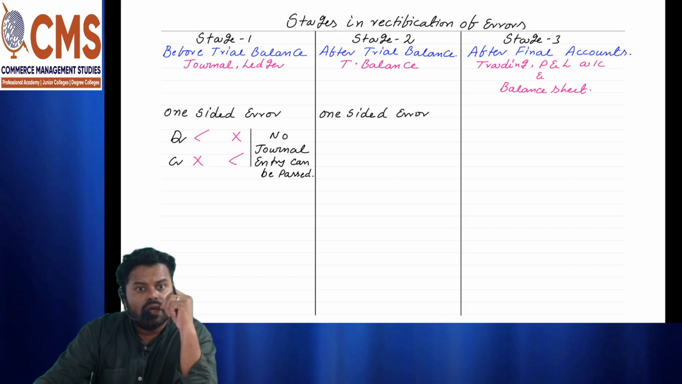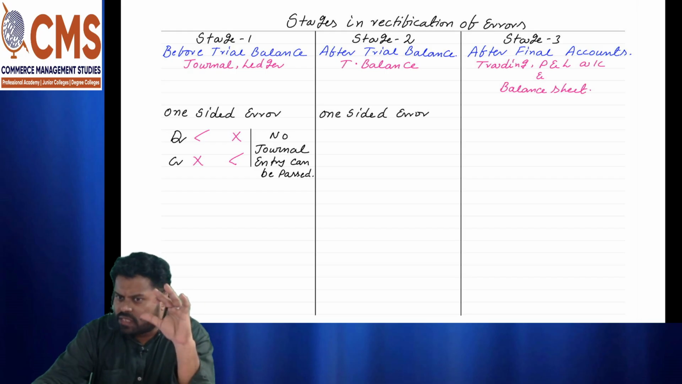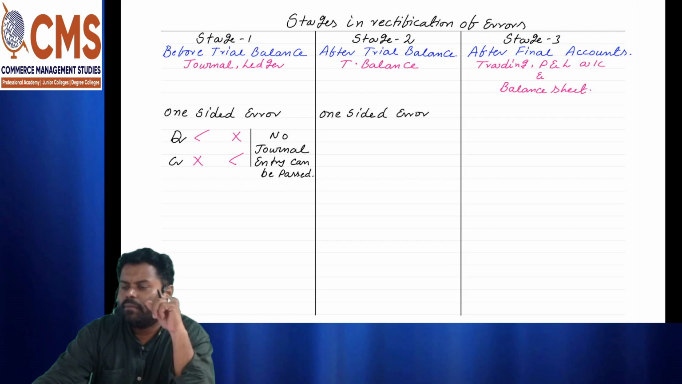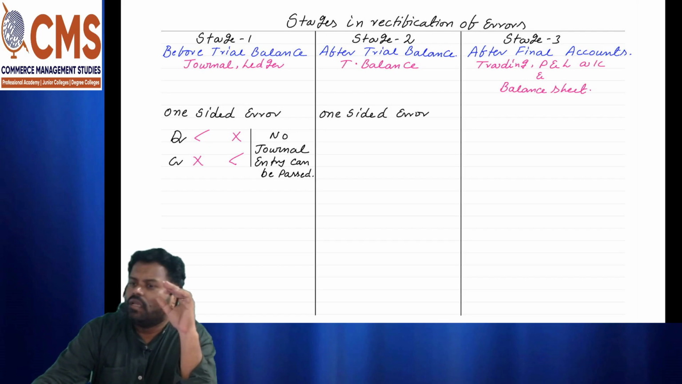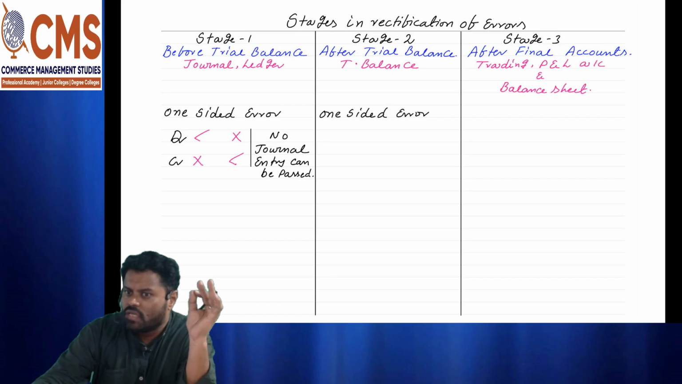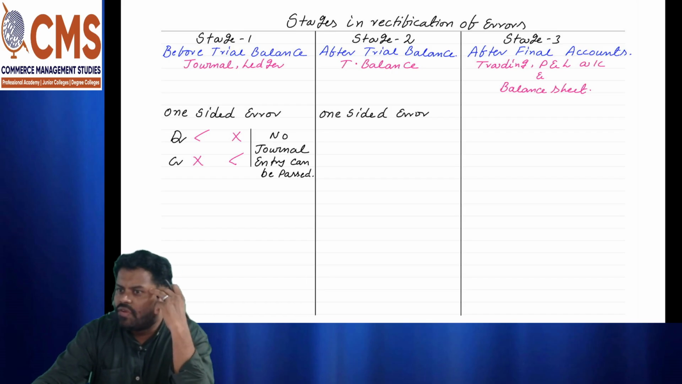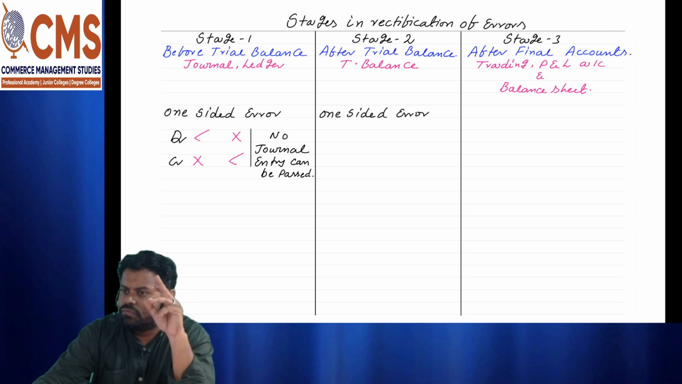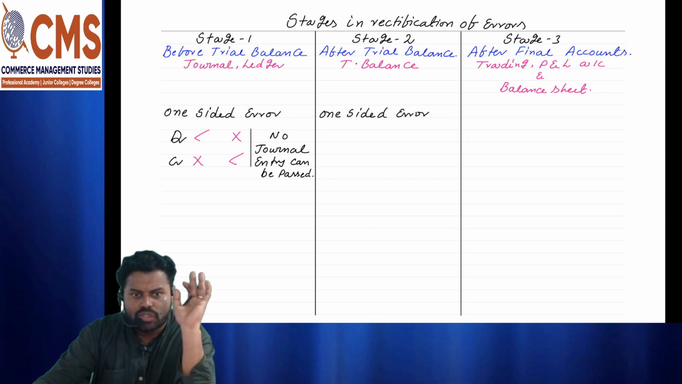Does it make sense? What does it imply? Let's take some examples and understand. Purchased laptop for cash 60,000. What is the entry that you have to write? Laptop account debit to cash.